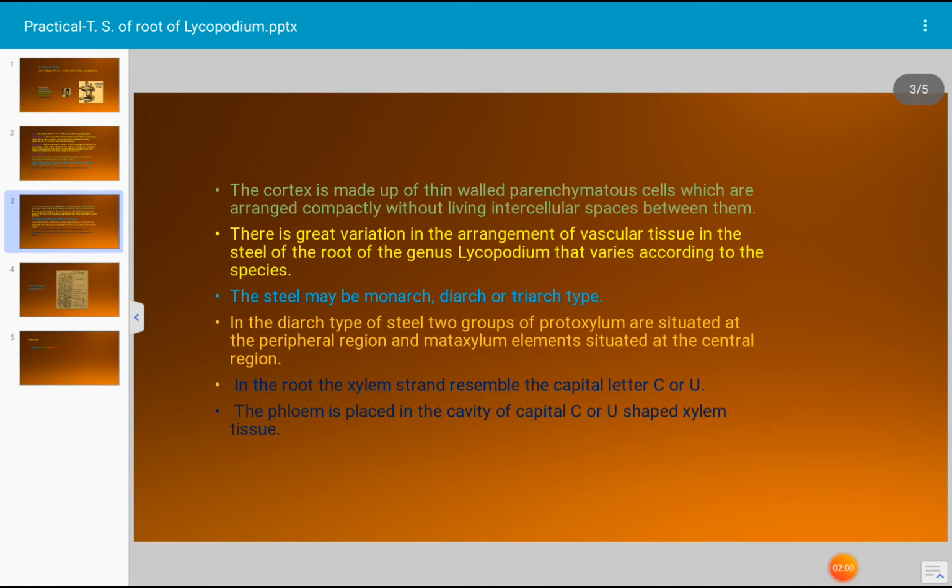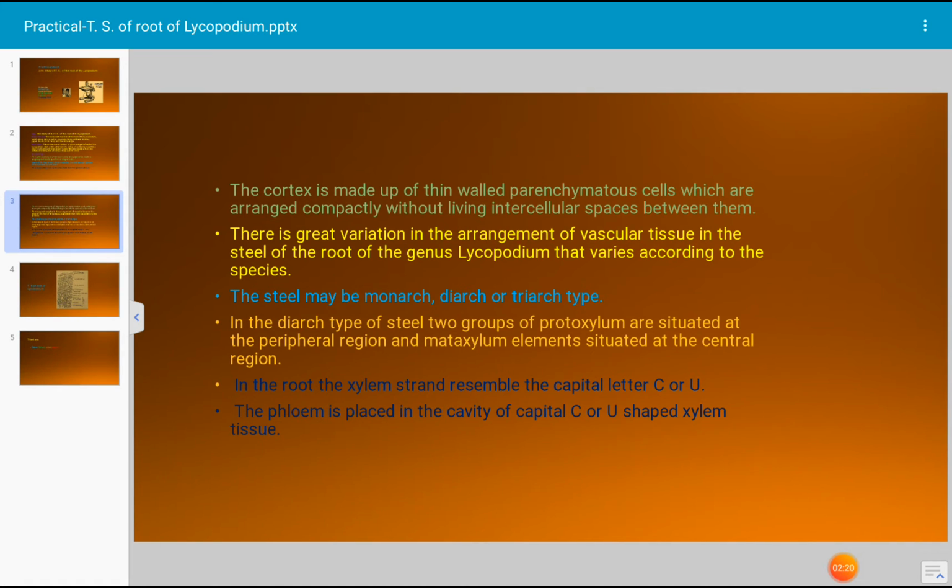Next slide. The cortex is made up of thin-walled parenchymatous cells. Parenchymatous cells are food-storing cells which are arranged without leaving intercellular spaces between them. They are compactly arranged. That we have to observe in the slide.